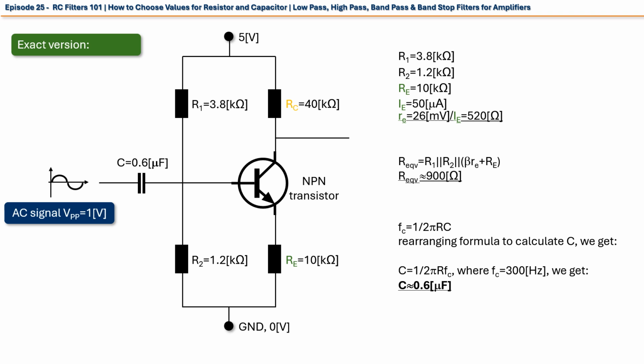By utilizing the formula for cutoff frequency calculation, and expressing the formula to calculate capacitance, we get that we need approximately a 0.6 microfarad capacitor. So, if we plug a 0.6 microfarad capacitor into our circuit, our amplifier will amplify all signals from 300 Hz and above, while all below 300 Hz will be significantly attenuated. Now, this is all very highly complicated and complex to calculate. Is there a way that we can simplify all this gobbledygook?